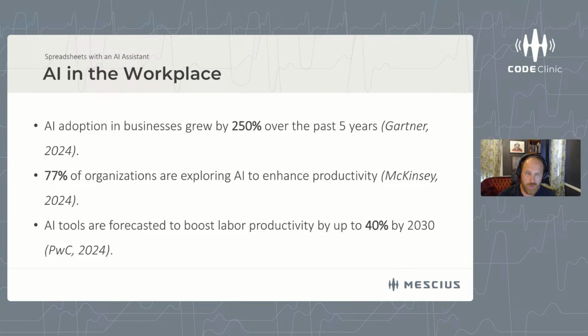So some interesting metrics from different studies. AI adoption in businesses grew by over 250% in the past 5 years. 77% of organizations are exploring AI to enhance productivity, and AI tools are forecasted to boost labor productivity by up to 40% by 2030.